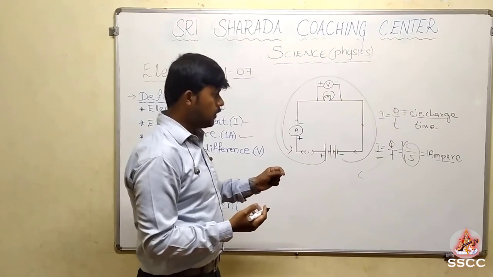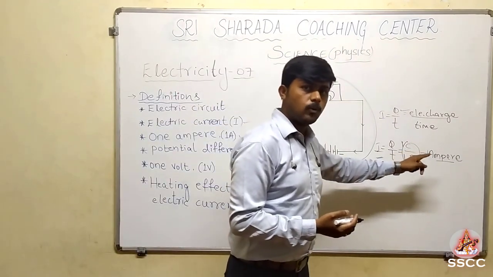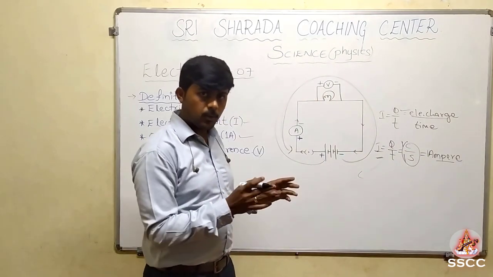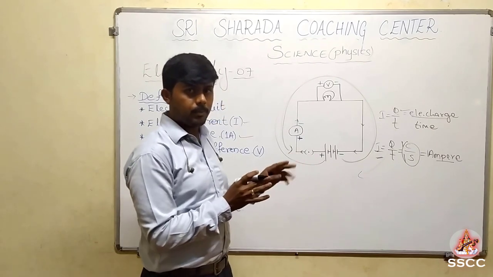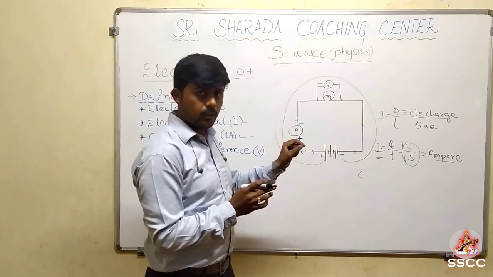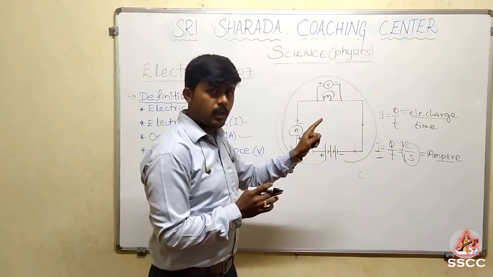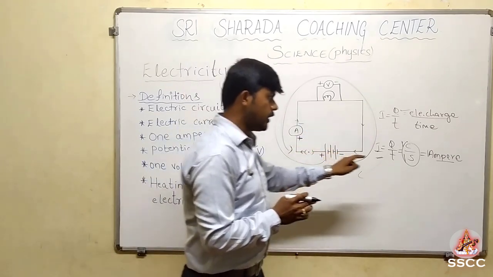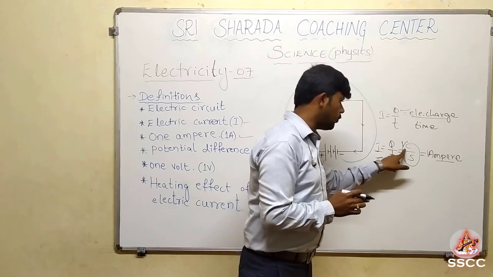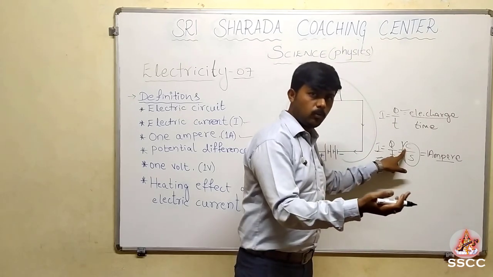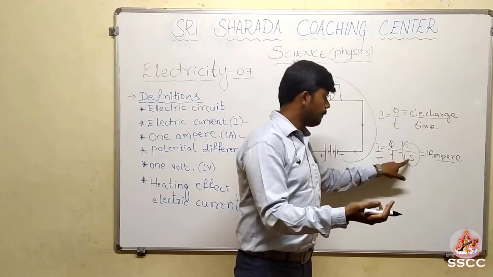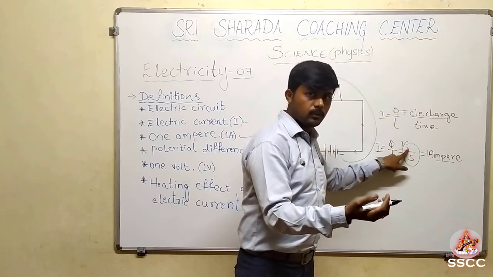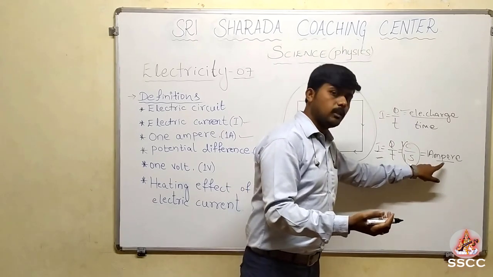In a conductor, if 1 coulomb of charge flows in 1 second, it is defined as 1 ampere. Observe here how we can define 1 ampere. We know coulomb is the unit of charge and the second is the unit of time. If 1 coulomb of charge flows through the conductor in 1 second, we can say that is 1 ampere.